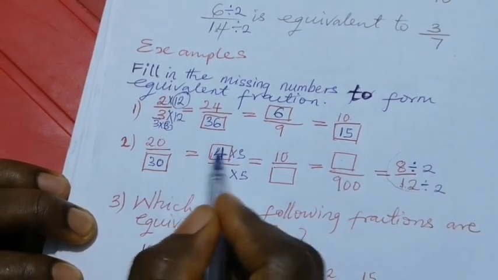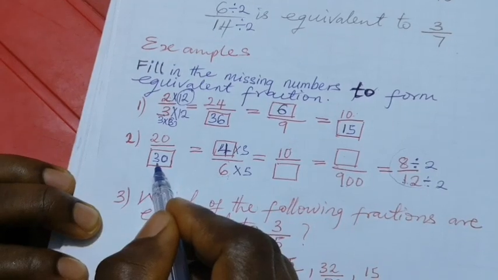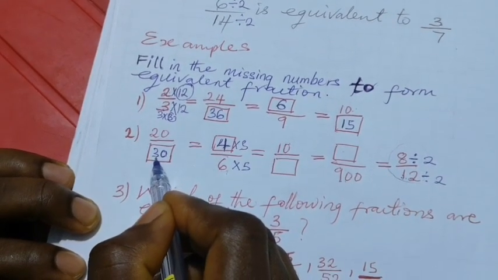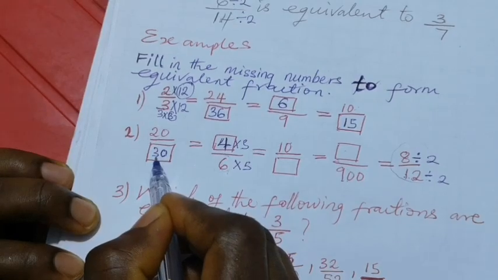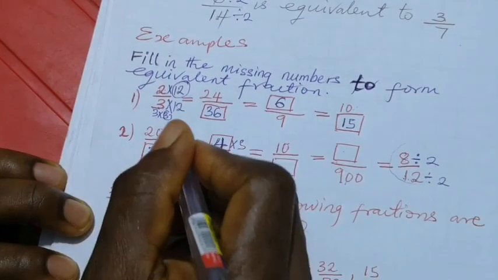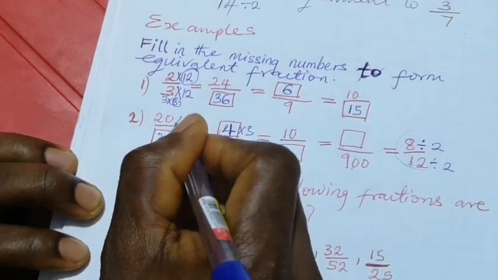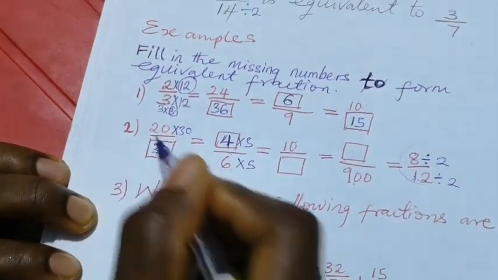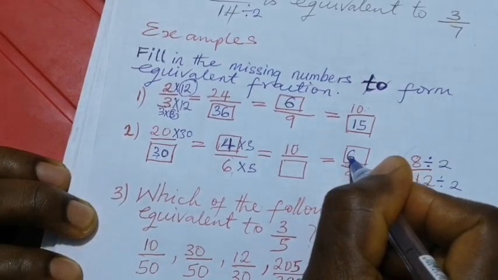Now, from here I can get 900. I can get 900 from 30. So that if I say 30 times 30 will give me 900. Then also, I will use that 30 and multiply the numerator so that I will have 600 here.